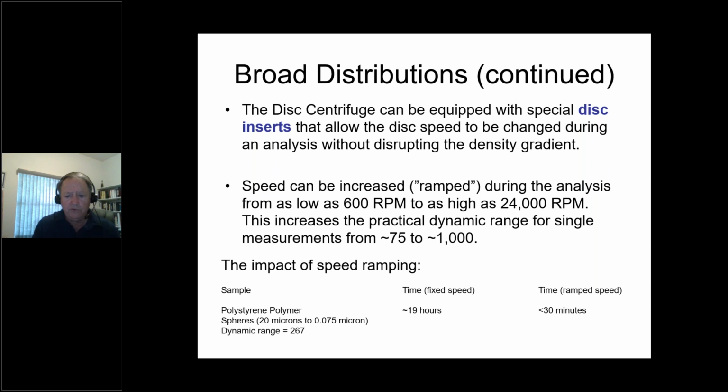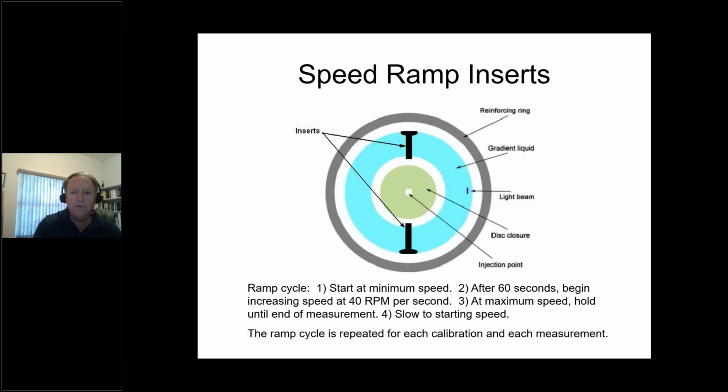An example of the impact of speed ramping is at the bottom here. It makes a tremendous change in the measurement time to use speed ramping. This is what they look like. They're plastic polyethylene pieces that fit snugly and seal against the disc surfaces so that when the speed changes, the fluid inside the disc can't rotate relative to the disc. It has to stay at the same speed as the disc.